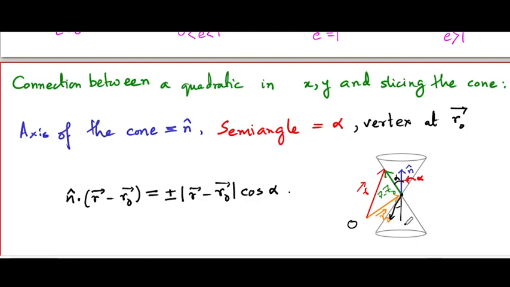Of course, the axis of the cone really is not given by a vector, it's given by an infinite line. And both directions n hat and minus n hat are equivalent. But once you have made a choice for n hat, this is the equation you get. Plus sign for points lying on the half of the cone which is towards the chosen n hat, and minus sign for the half which lies in the opposite direction.